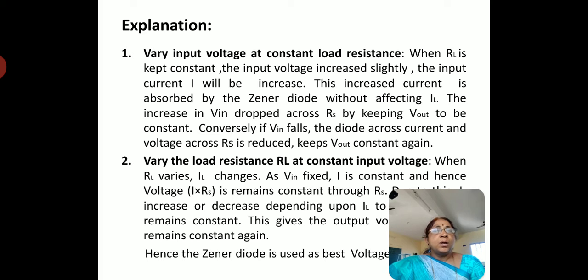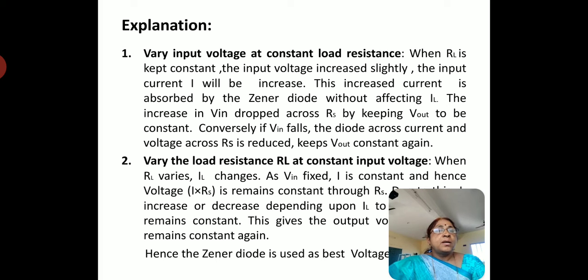The current through the load does not change, but the current I will increase. So the increase in V in will drop across RS, keeping V out constant. Due to that, the output voltage will remain constant, and the increased current will pass into the Zener diode.